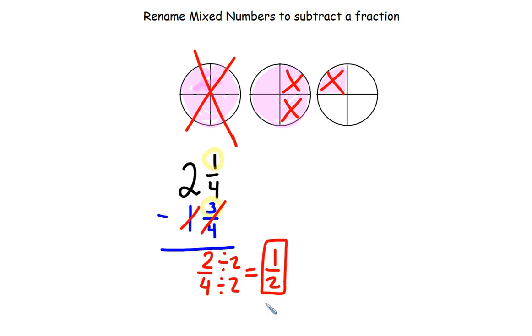And that's how you subtract mixed numbers using a diagram when the numerator in the bottom or the smaller mixed number is greater than the numerator of the greater mixed number.